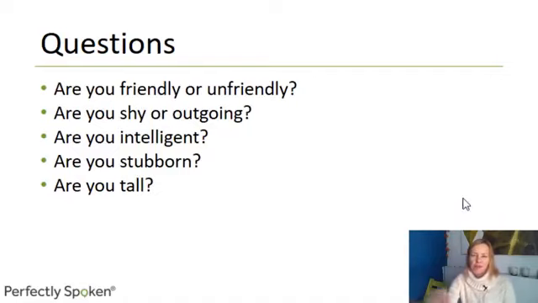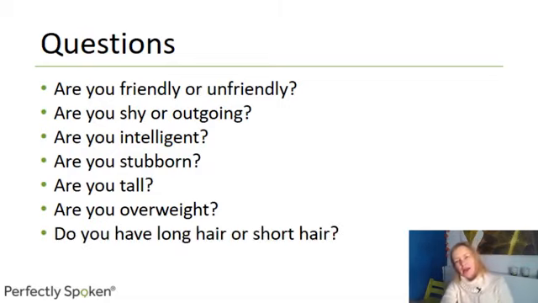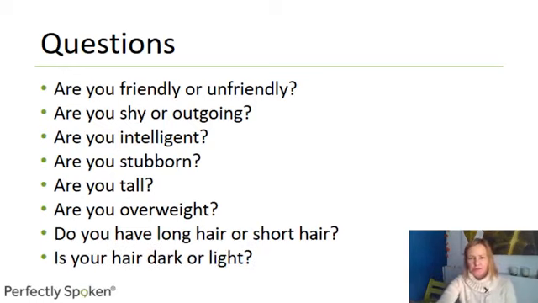Okay. And then you've got, are you tall? Are you tall, or like me, are you a little bit short? Are you overweight? Do you need to stop eating chocolate like me? Do you have long hair or short hair? Or maybe it's medium length, long, short. And finally, is your hair dark or light? Like mine is quite light. Okay, so here we've looked at some vocabulary.